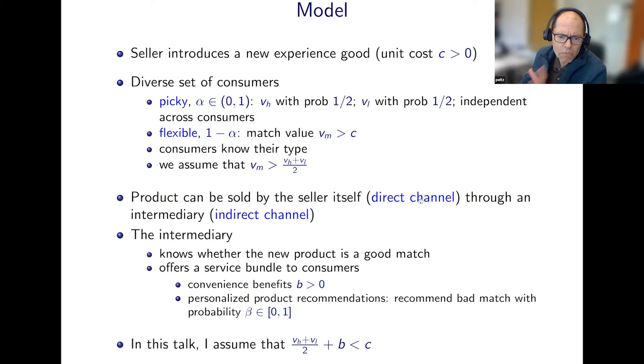Okay, so here I put another parameter restriction in there, but I don't think that this is important. The full analysis depends a little bit on where we are in the parameter space. So here we have the marginal cost being above the ex-ante expected valuation of a picky consumer buying through the indirect channel.